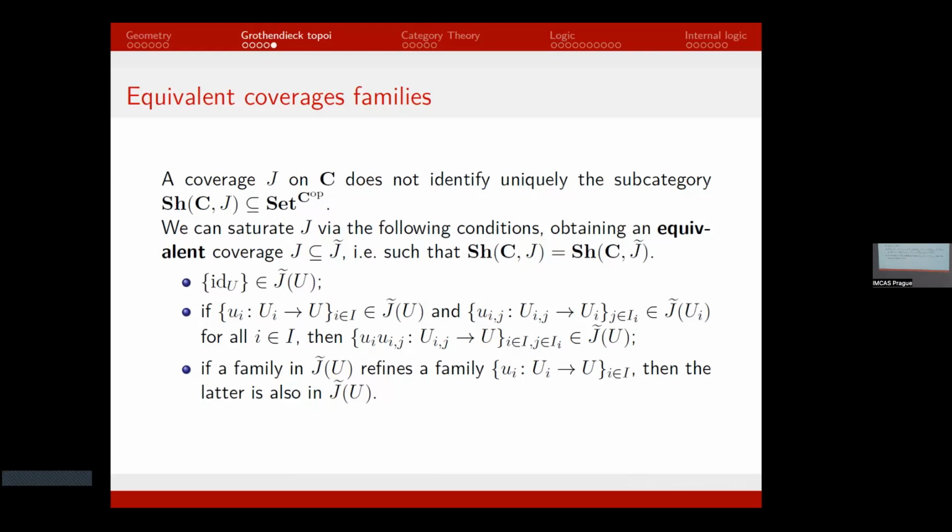Okay. So this is the analog of the classical condition of the refinements.